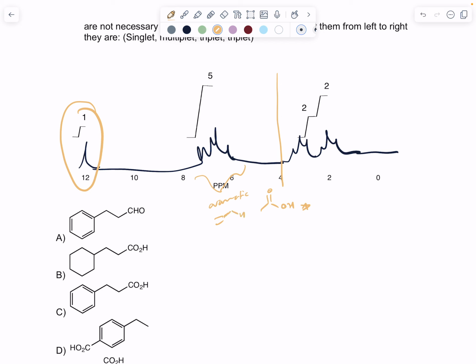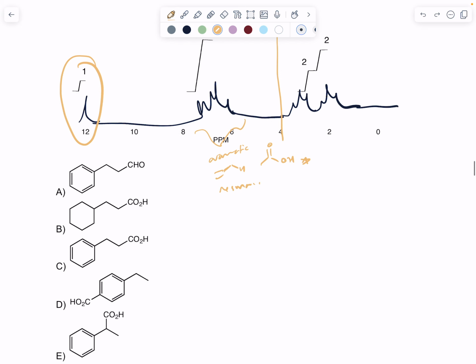Hydrogen that's on a carbon one away from a double bond, so resonance basically. And then I also usually recognize that aldehydes occur at 10, and carboxylic acids occur around 12. So above 4, you can get some really characteristic shifts, and I look for those first. So based on that 12 peak alone, I know that A is wrong because that's an aldehyde and not a carboxylic acid.